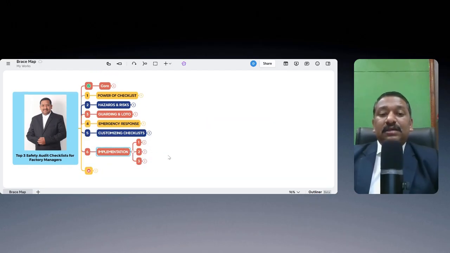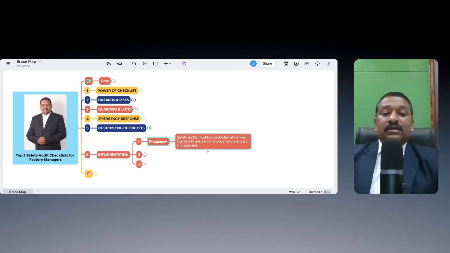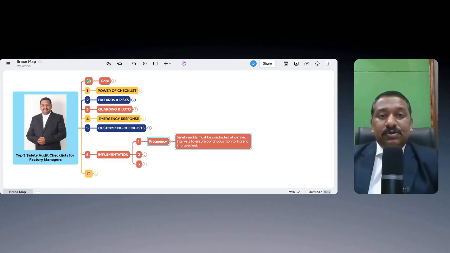Then the sixth important step is the implementation. In implementation, there is a frequency. The safety audit must be conducted at defined intervals to ensure continuous monitoring and improvement. Such as internal safety audit shall be conducted once in a year by the team of plant personnel, and external safety audit shall be conducted once in 2 years by the third party safety auditors, external agencies.